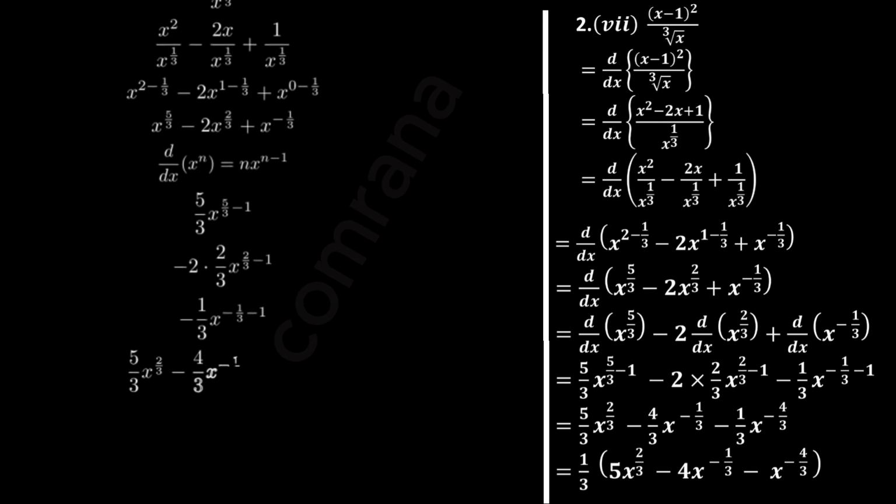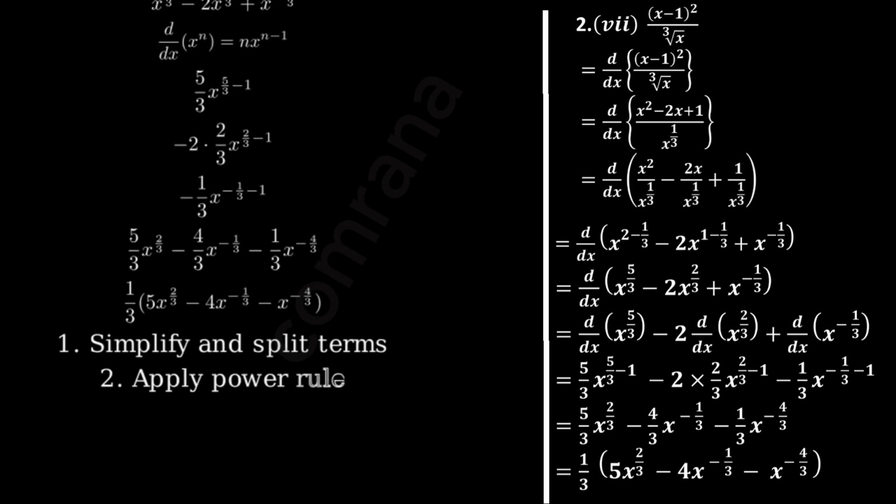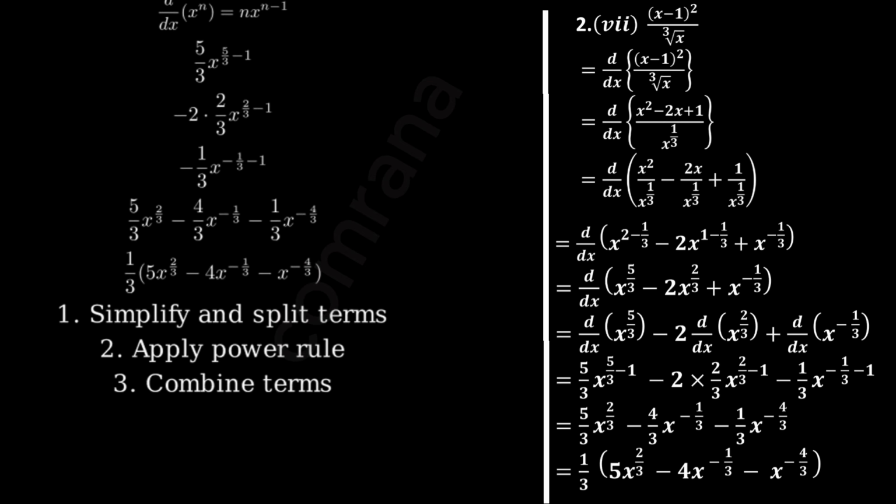Let's simplify the powers in each term. This gives us 5/3 x to the 2/3 minus 4/3 x to the negative 1/3 minus 1/3 x to the negative 4/3. And there we have it. We've found the derivative of our original expression. Let's review what we did. We first simplified the expression and split it into terms, then used the power rule to differentiate each term, and finally combined our terms into a single expression.